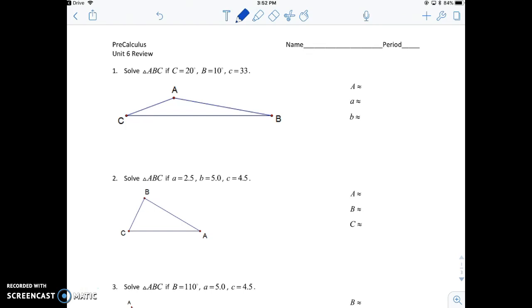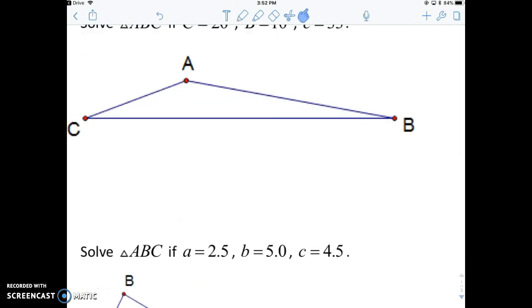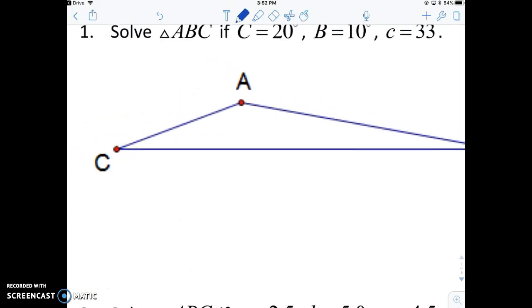One of the most helpful things you can do when starting these problems is to label all the information it gives you. So angle C is 20 degrees, angle B is 10 degrees, and side C is 33. Remember that side C is always across from angle C, and same for side A and side B. So we need to find side A, side B, and angle A.